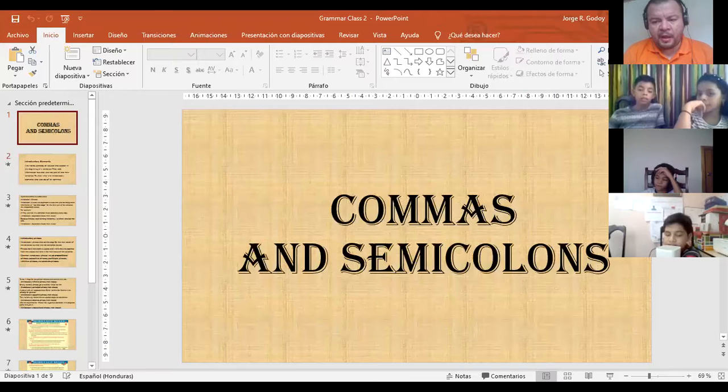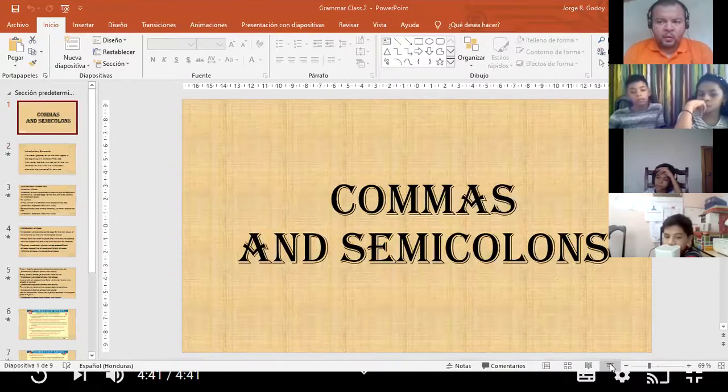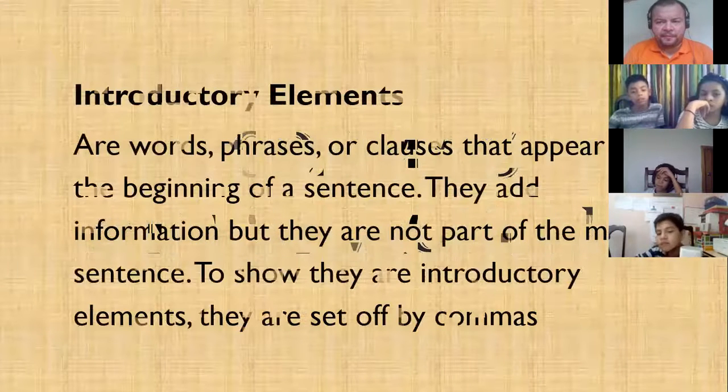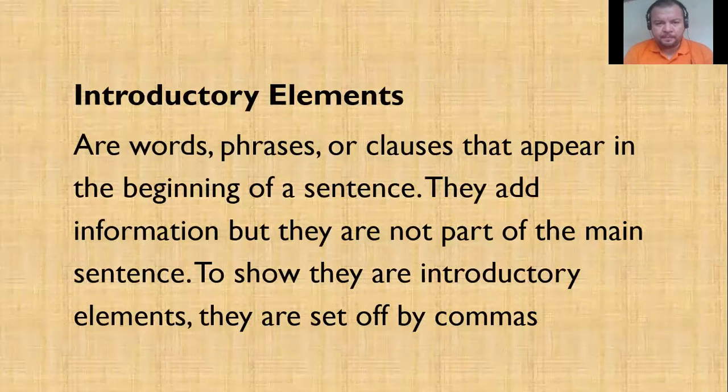So we're going to see right now our slideshow. For today, we'll be going to talk about the introductory elements of using a comma and semicolons. Okay. If you see first, the introductory elements are words or phrases or clauses that appear at the beginning of a sentence. They add information, but they are not part of the main sentence. To show they are introductory elements, they are set off by commas.